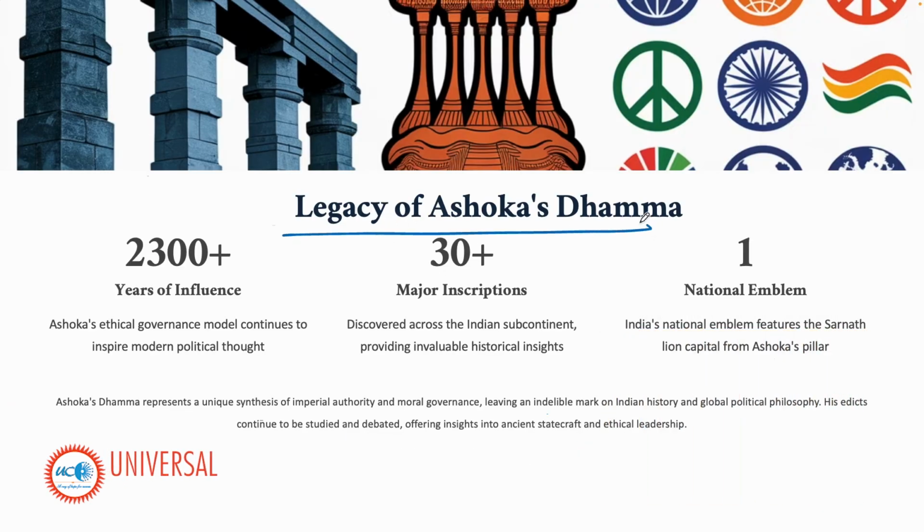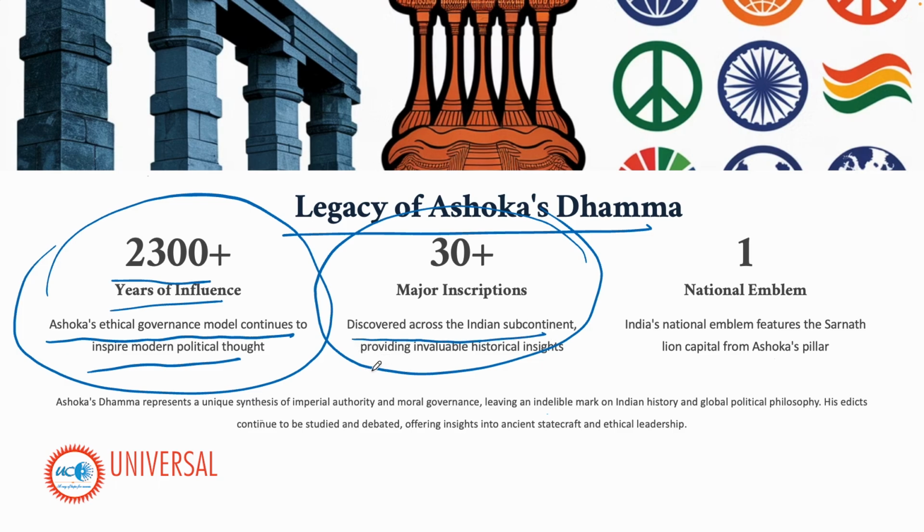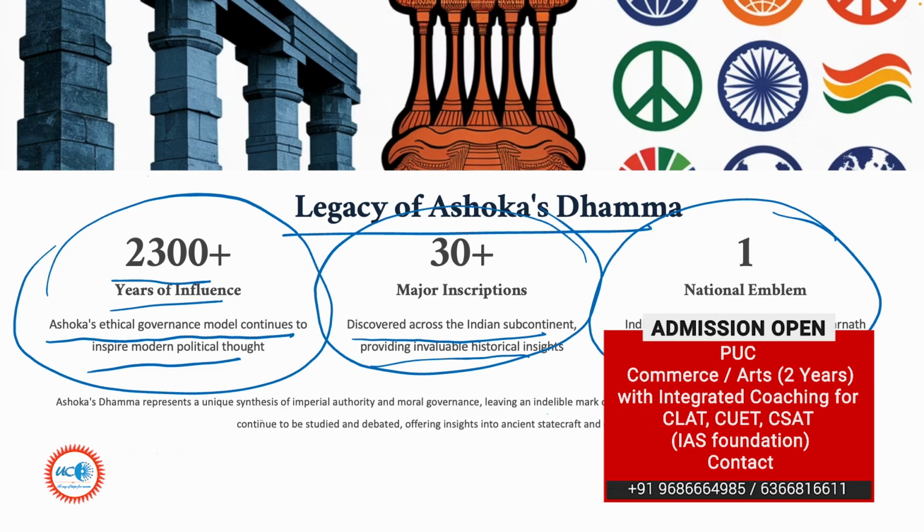And the legacy of Ashoka's Dhamma: there are 2300 years of influence. Ashoka's ethical governance model continues to inspire modern political thought of India. 30 plus major inscriptions discovered across the Indian subcontinent, providing invaluable historical insights. And our national emblem, India's national emblem, features the Sarnath lion capital from Ashoka's pillar.